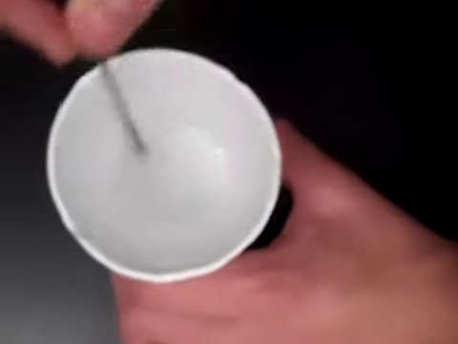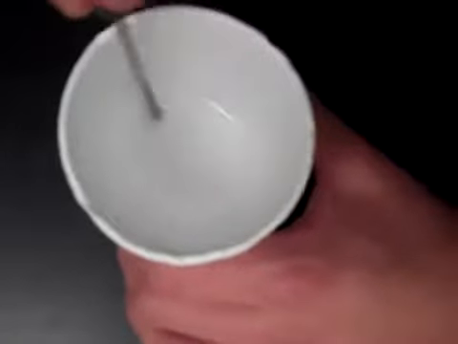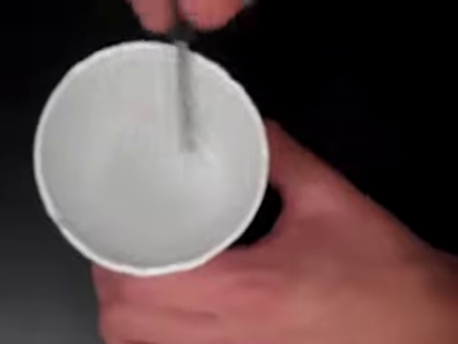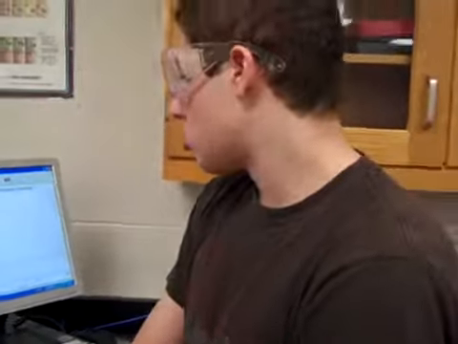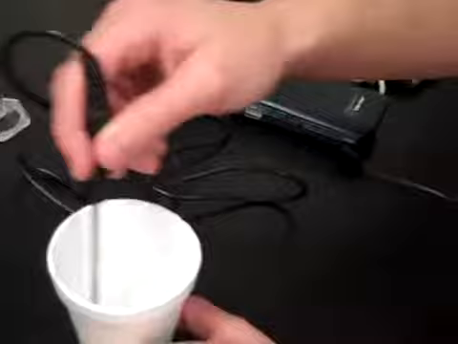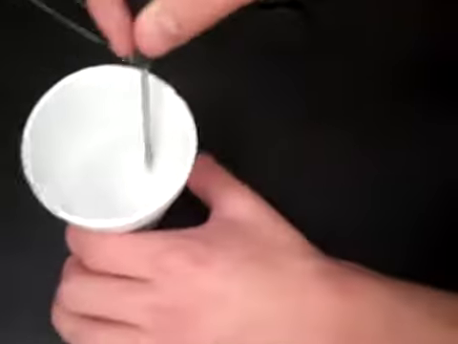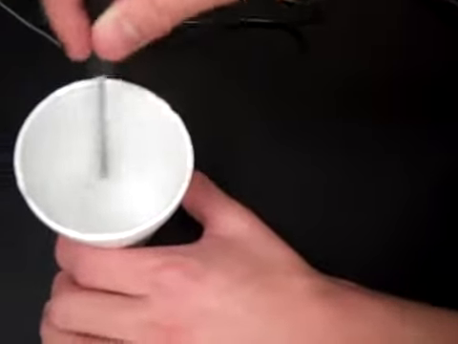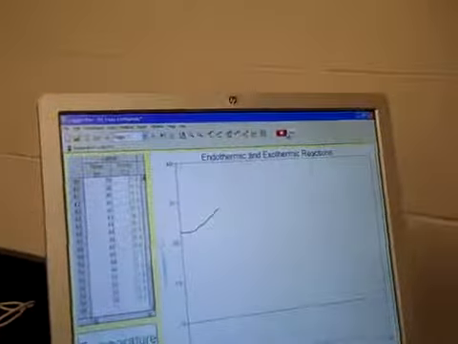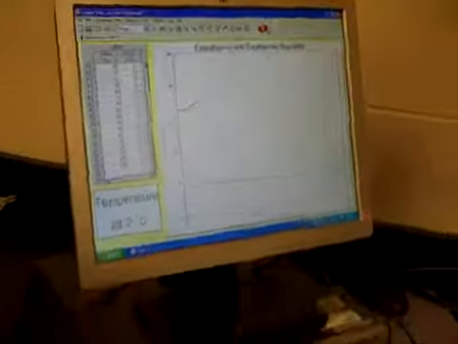You want to constantly stir as you're doing it and let the magnesium strip dissolve. You want to keep your face away from the hydrogen fumes that are coming up. You want to constantly stir to allow it to dissolve faster and get a constant reading of the temperature. As you can see, the curve is going up. It shows us that this is an exothermic reaction.